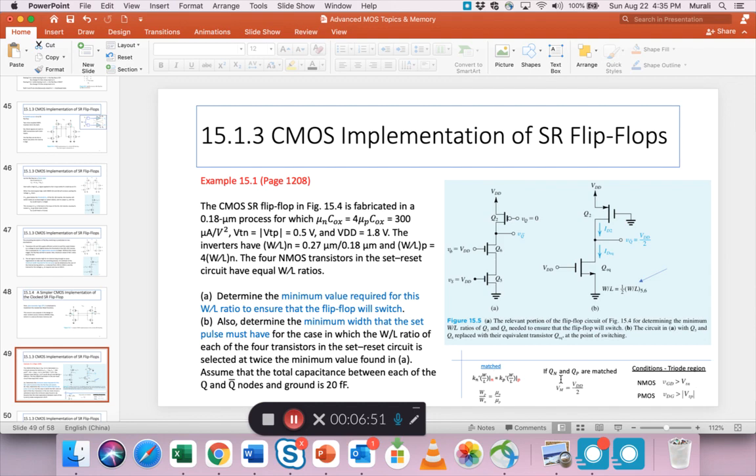When will that switch happen? At Vm, the switching point, which is when the input voltage equals VDD by 2, right? The switching point is Vm. Vm is nothing but the input to the inverter. If the input to the inverter falls below VDD by 2, that means the input is half the supply voltage, that is recognized as a low input to the inverter, and so the output will become high. So the switching will happen at that point.